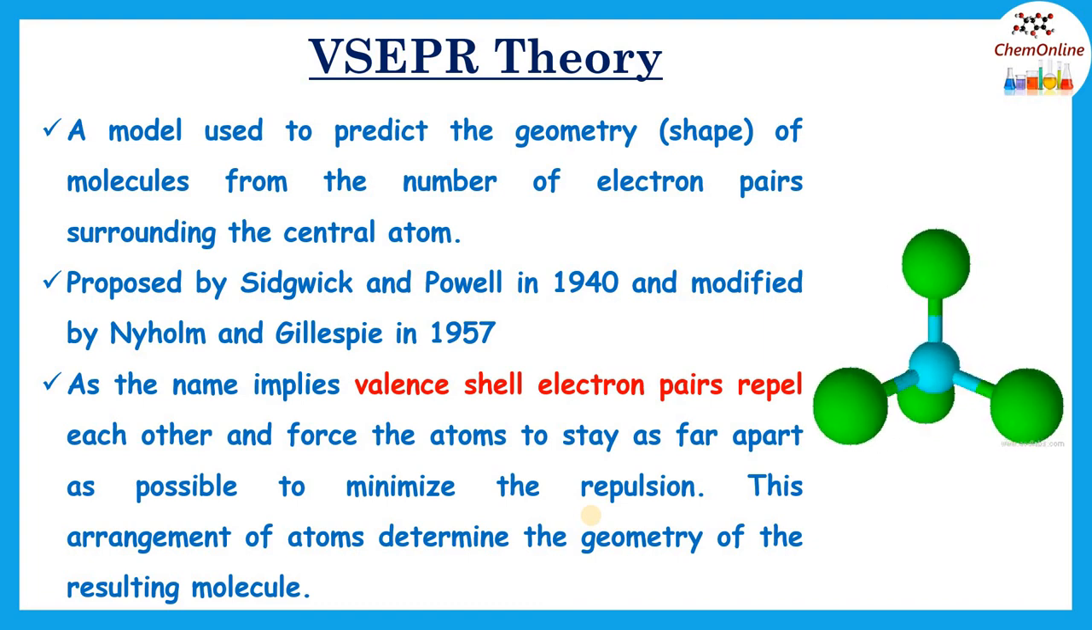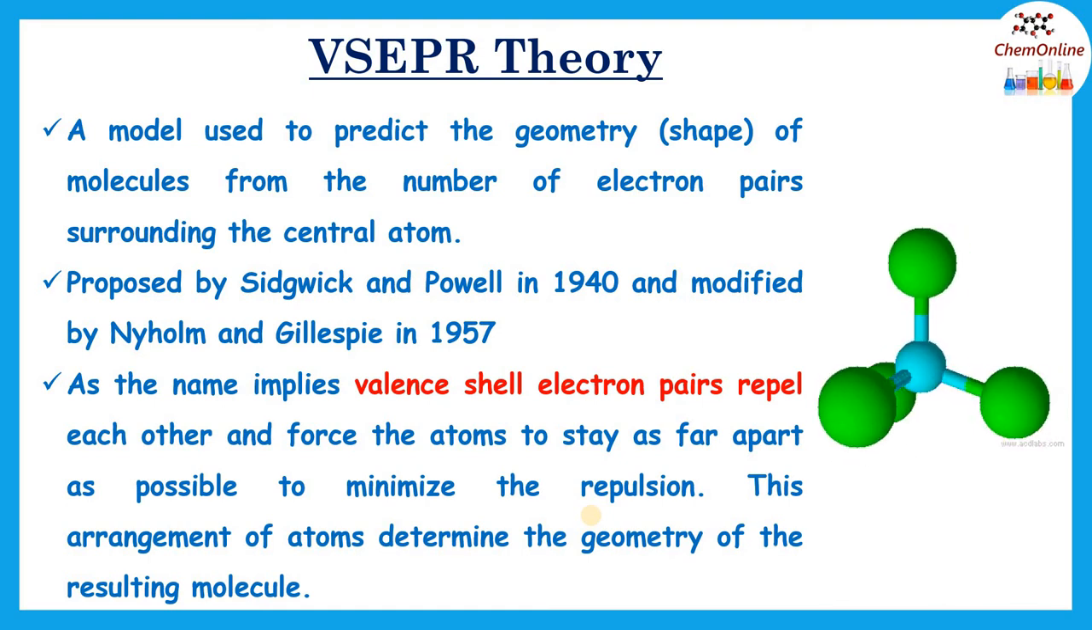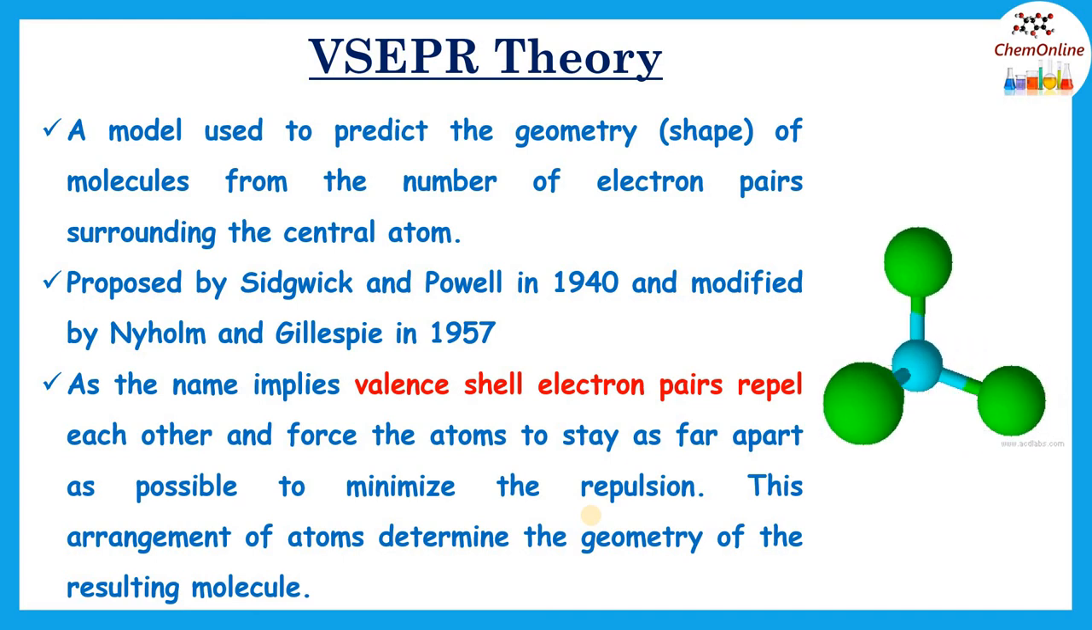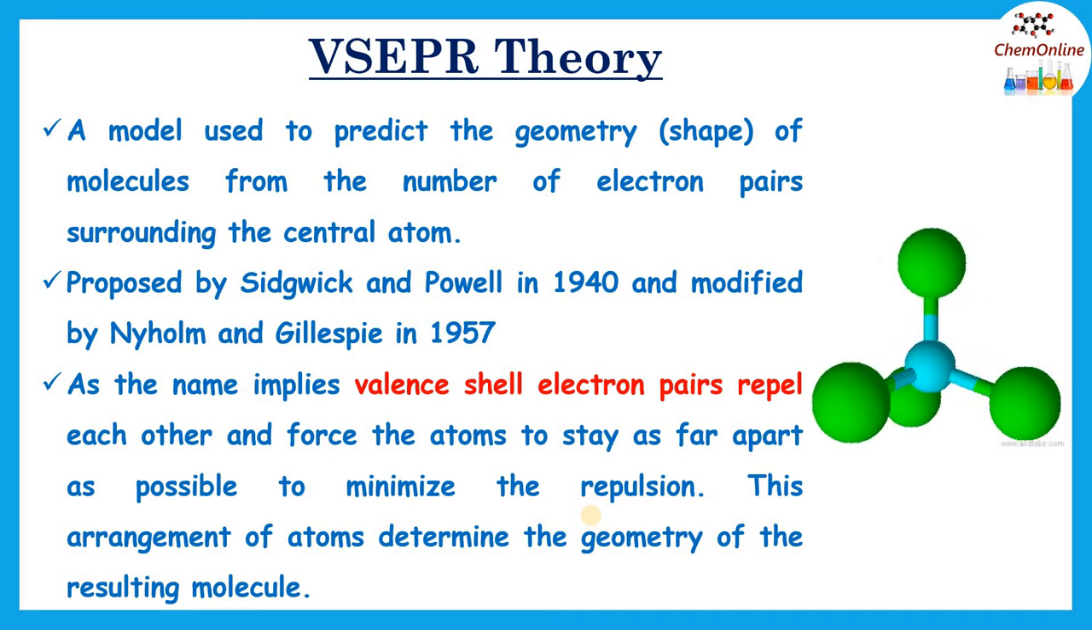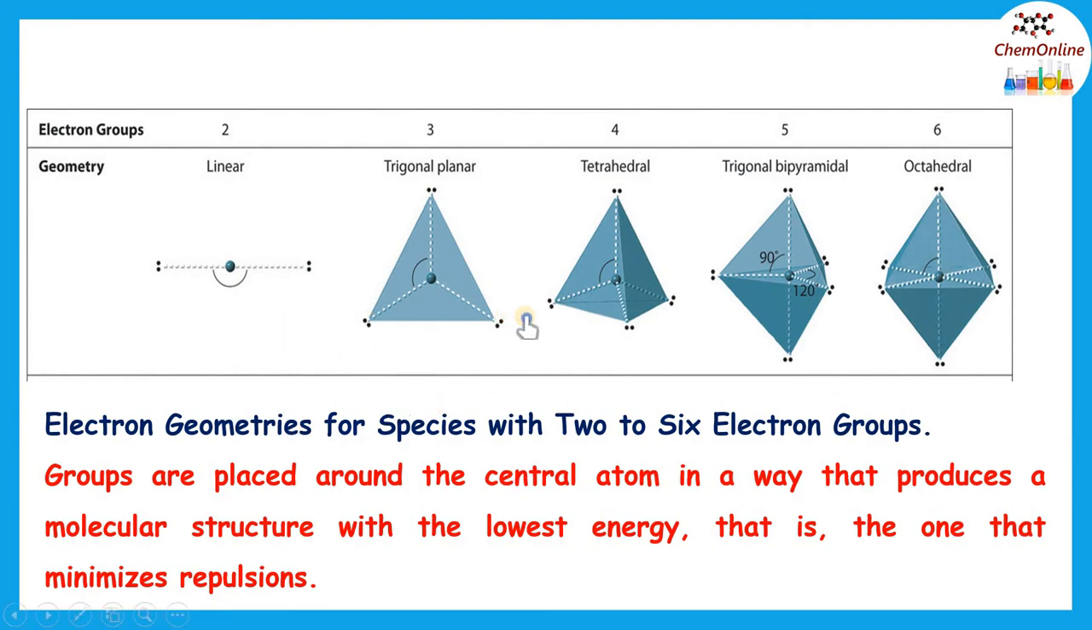So the geometry of a molecule is determined by the number of valence shell electron pairs around its central atom and how these electron pairs stay far apart to minimize mutual repulsion. And that arrangement leads to the geometry of the resulting molecule. Here you can see the electron geometries for species with 2 to 6 electron groups. Here the groups are placed around the central atom in a way that produces a structure with the lowest energy. Lowest energy means with the minimum repulsion.